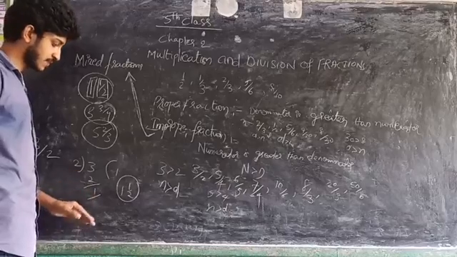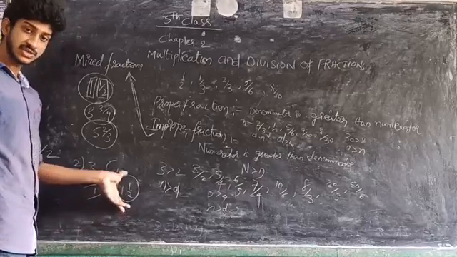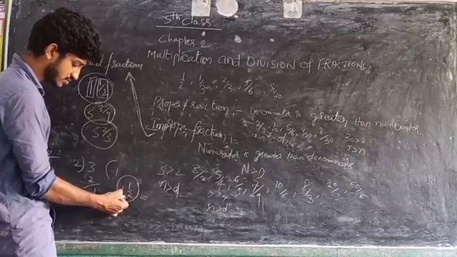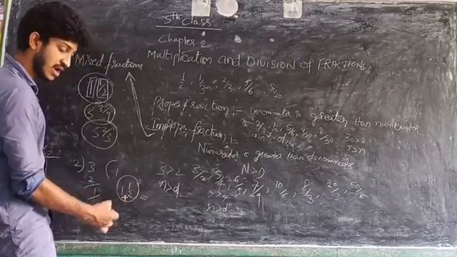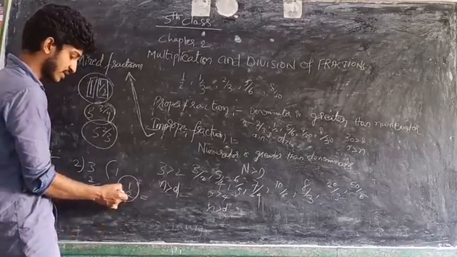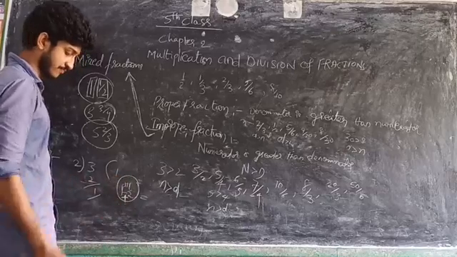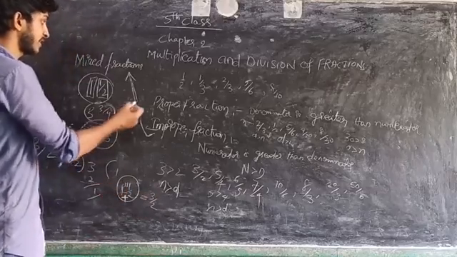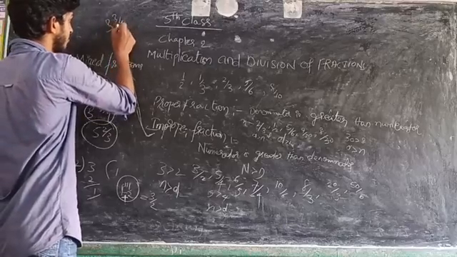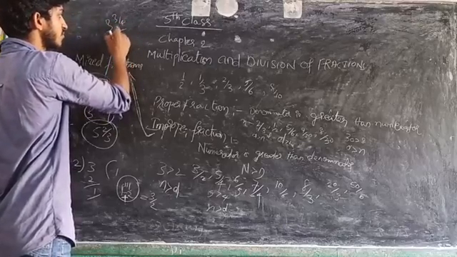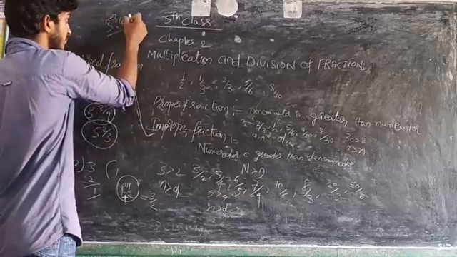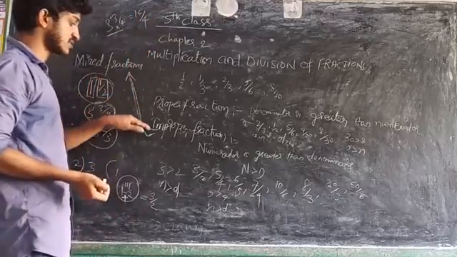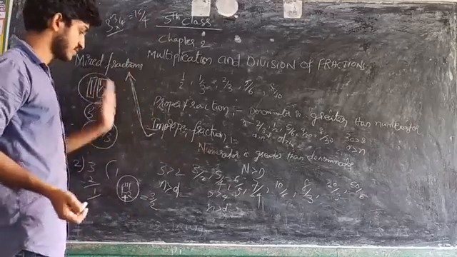1 1 by 2. Children, how to convert a mixed fraction into an improper fraction? First of all, we have to multiply these two numbers. And after we get the product, we have to add this product to this number. Here 2 ones are 2, 2 plus 1 is 3, so 3 by 2. And 3 3 by 4: first we have to multiply these two numbers, it comes to 12, and we have to add this number. 12 plus 3 is 15. 15 by 4 is the answer. Like that we have to convert mixed fractions into improper fractions and improper fractions into mixed fractions.